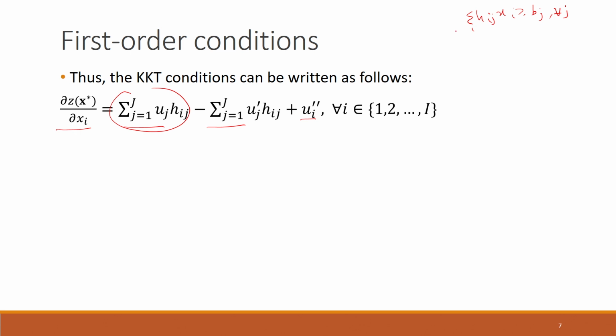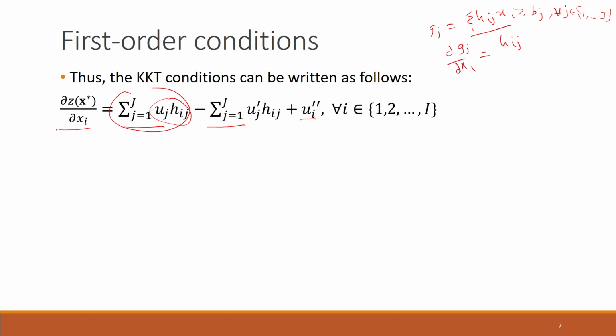Now here, since gj is this function here, when you take the partial derivative of gj with respect to xi, you will be getting hij. Okay, and that is why this uj is getting multiplied by hij. And since we have these capital J constraints, I mean the number of such constraints is capital J, that is why there is this summation which is going from 1 to capital J.